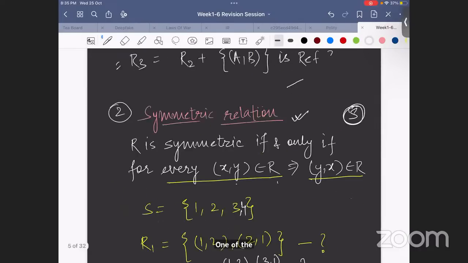Is there one more thing, symmetric, anti-symmetric or anything else? Whatever you have read, do not read now. Don't get confused with this. These things will not be asked. Sir, is R3 an identity, reflexive relation?